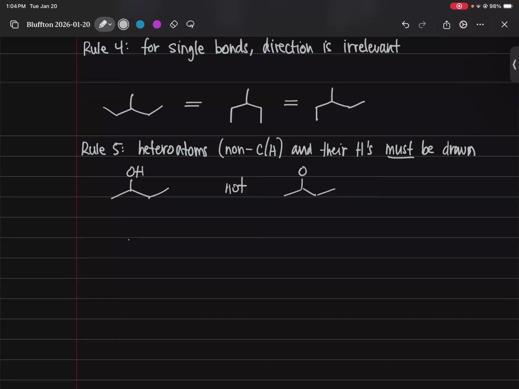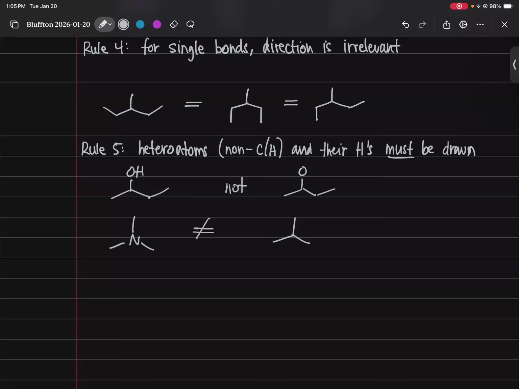Additionally, if you have something like this, there's a nitrogen atom with 3 CH3 groups attached to it. Again, if you draw this and you're trying to tell me, oh, there's a nitrogen in there, well, no. Those are completely different molecules. Okay.